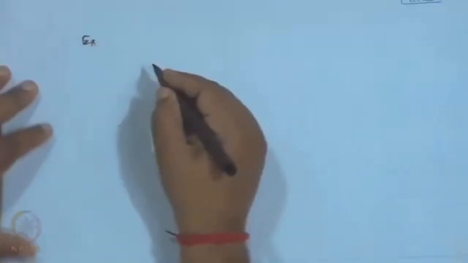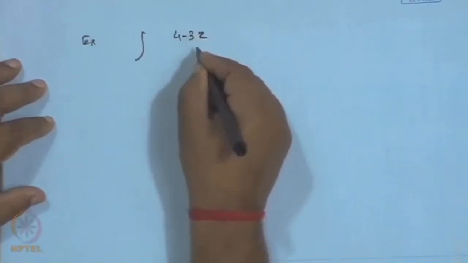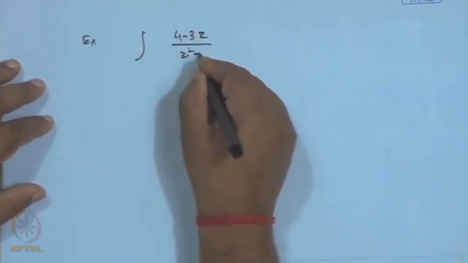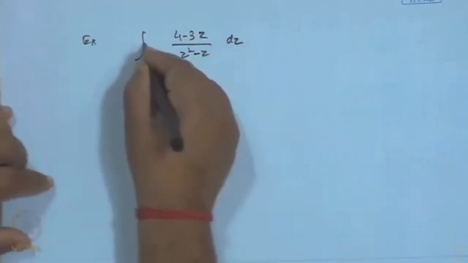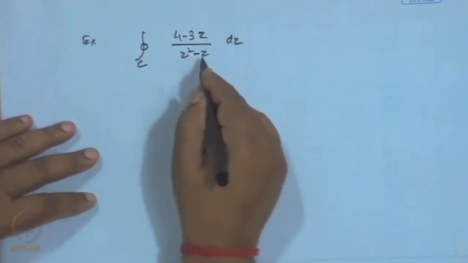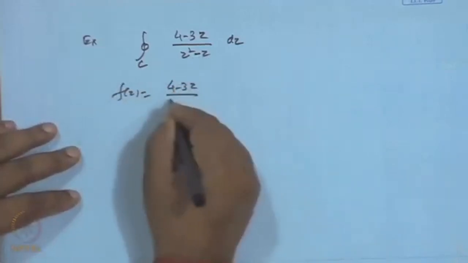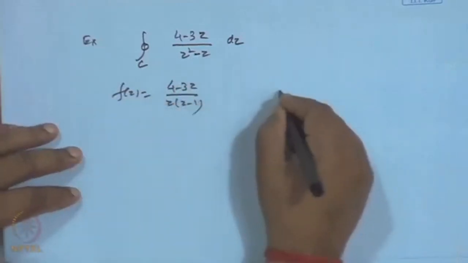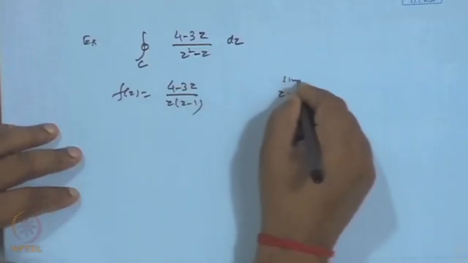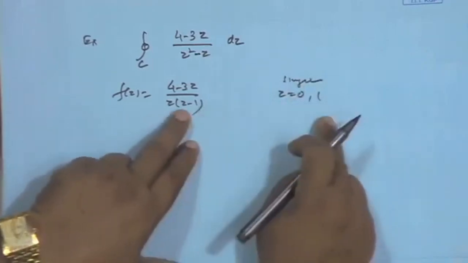Okay. So, just one example I will give and then finish. Suppose I take the integral of (4 minus 3z) over (z squared minus z) dz along the path C, where C encloses the points 0 and 1. If we look at the function f(z) equal to (4 minus 3z) over z(z minus 1), it has singularities at z equal to 0 and z equal to 1. These are the two singular points, and both are simple poles.